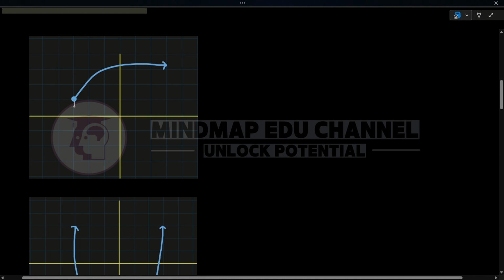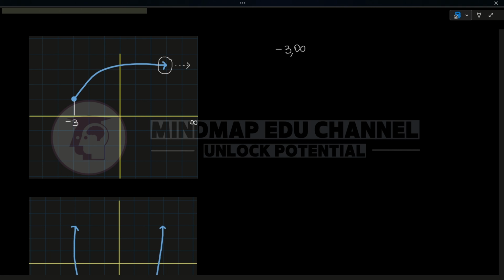Let's move to the next example and find the domain. Now you see for domain, the lowest x value is -3, and what can you say about the highest x value? See here, it's an arrow. That means it keeps going towards the right side, towards plus infinity. Clear? So the domain will be from -3 to infinity. Now at -3 there is a closed circle, so -3 is included. So this is domain. Now remember, next to infinity always use the parentheses. Clear?